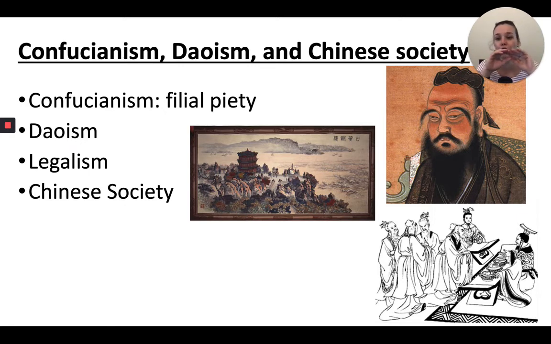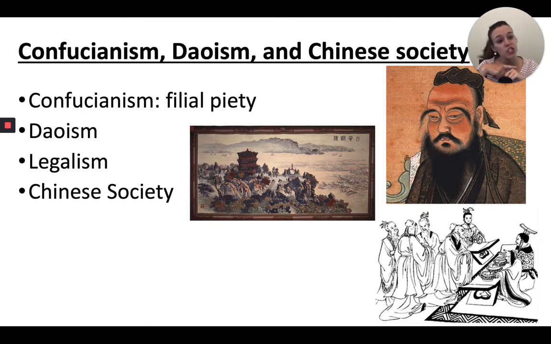And all three philosophies are getting at the same thing. They're trying to figure out, how do we live in perfect community and society? Because here's the thing with China. China has always had a very large population. So you need an effective way to have everyone living together. So let's talk about Chinese society.